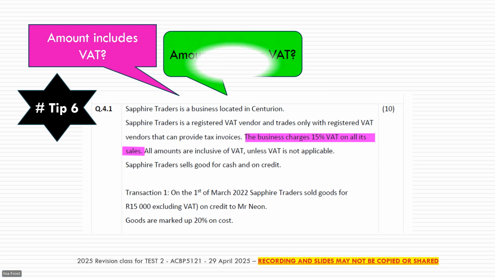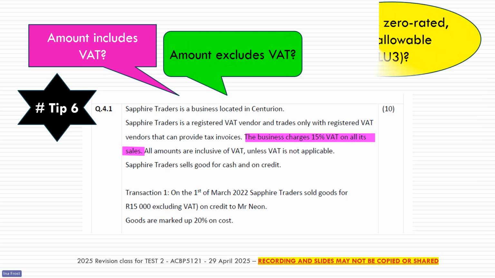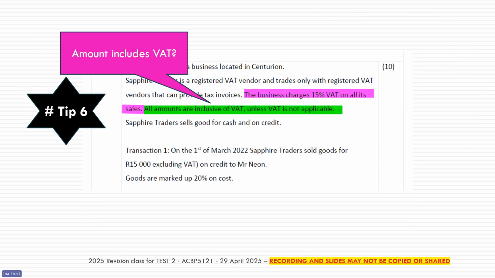Oh, sorry, I think I've gone too quickly. So, does the amount include VAT? We said yes, the business is charging 15% VAT, so it is a VAT vendor. And you'll see it says all amounts are inclusive of VAT. So as you work through the question, you can assume VAT is included in all the amounts.